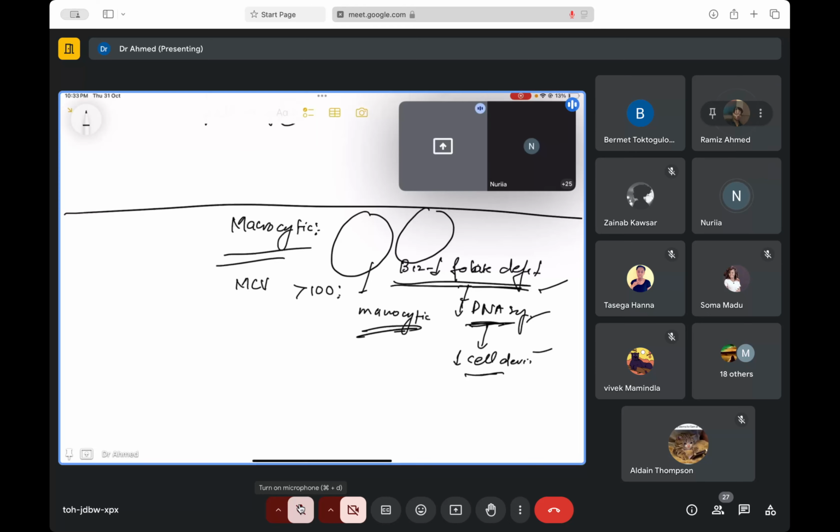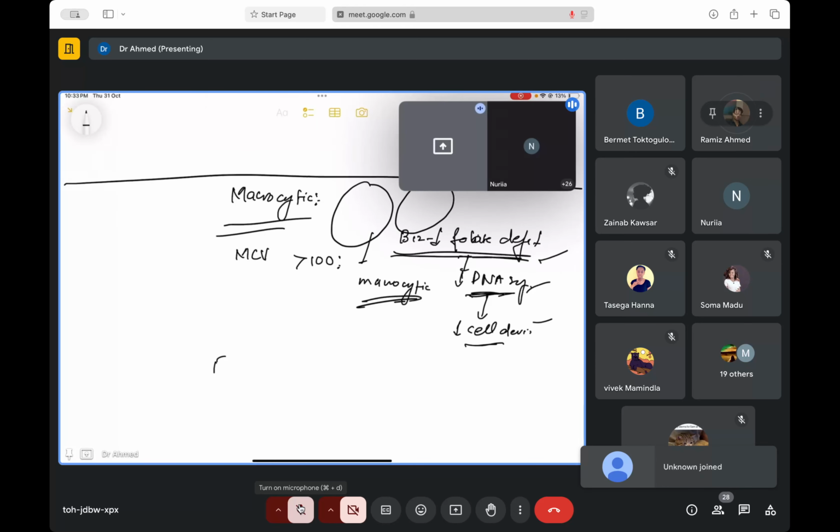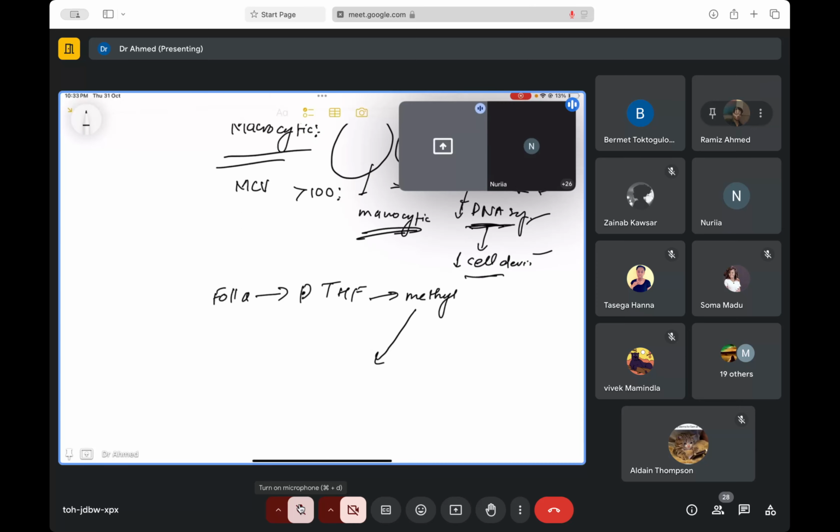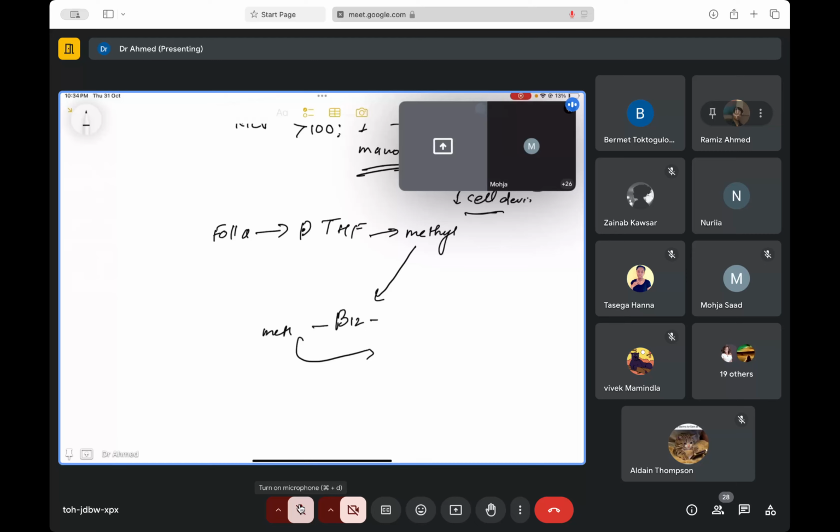So that day we discussed that folate is going to come and be converted into tetrahydrofolate, right? Tetrahydrofolate is going to give its methyl to B12, right? B12 is going to give the methyl to homocysteine. Whenever homocysteine gets a methyl, it's going to be converted into methionine.